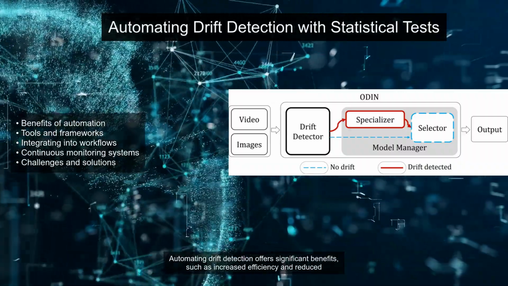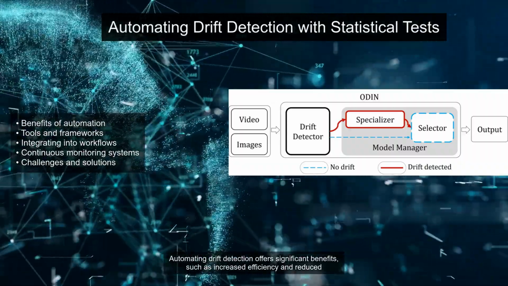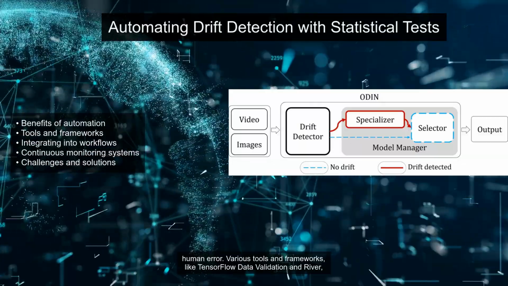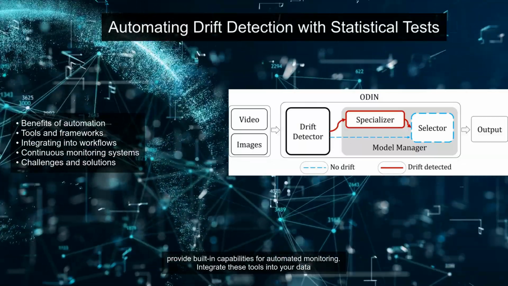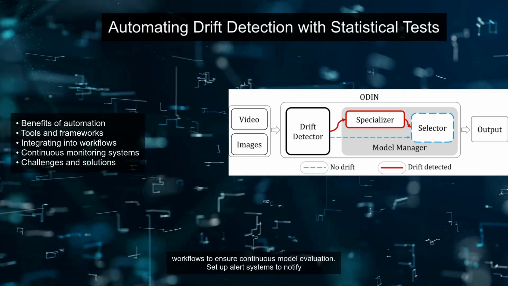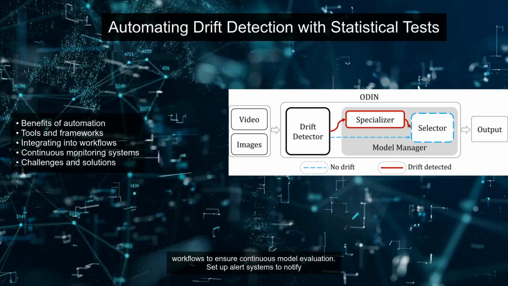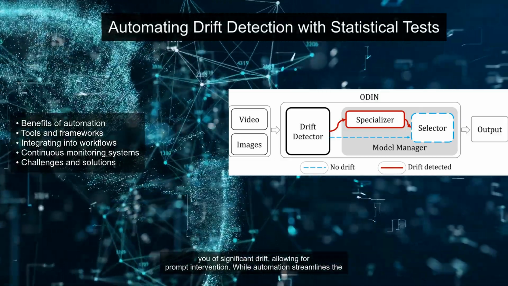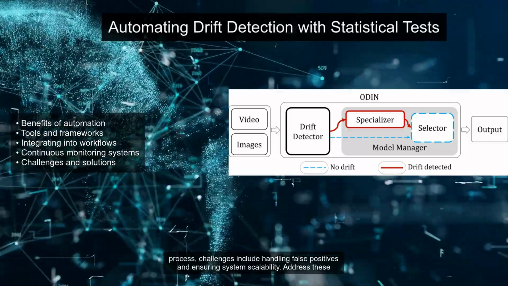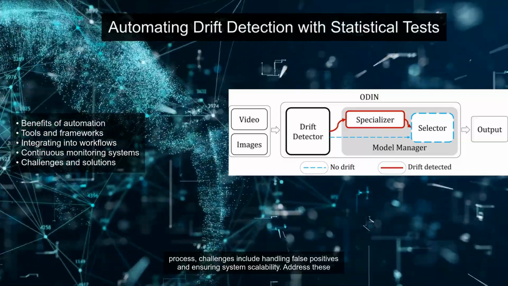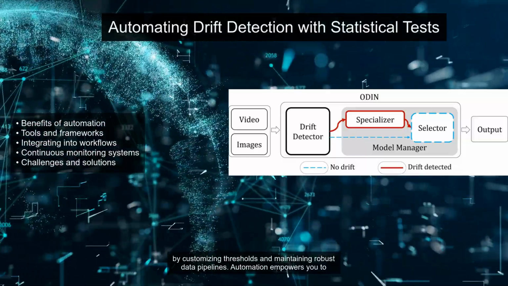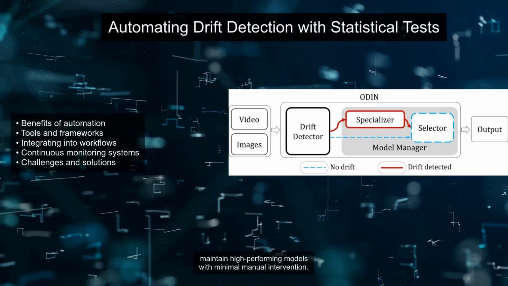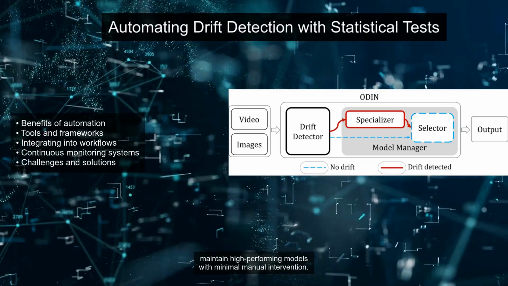Automating drift detection offers significant benefits, such as increased efficiency and reduced human error. Various tools and frameworks, like TensorFlow Data Validation and River, provide built-in capabilities for automated monitoring. Integrate these tools into your data workflows to ensure continuous model evaluation. Set up alert systems to notify you of significant drift, allowing for prompt intervention. While automation streamlines the process, challenges include handling false positives and ensuring system scalability. Address these by customizing thresholds and maintaining robust data pipelines. Automation empowers you to maintain high-performing models with minimal manual intervention.